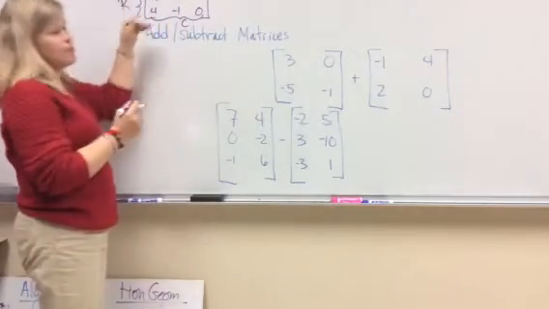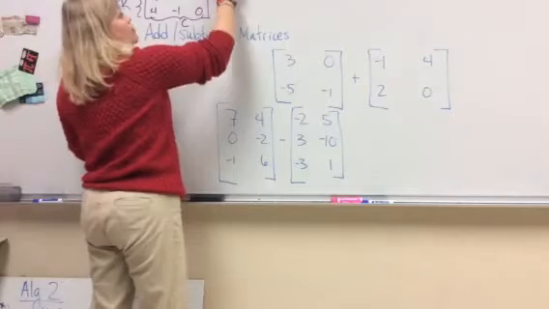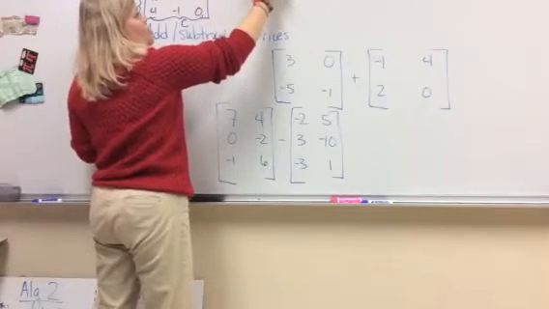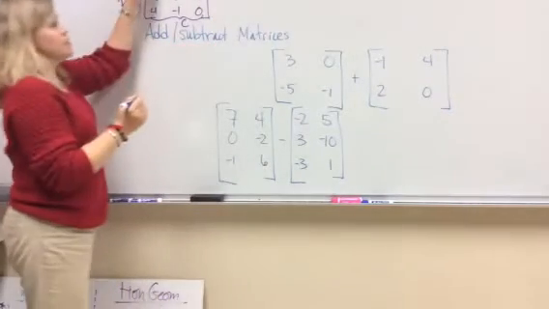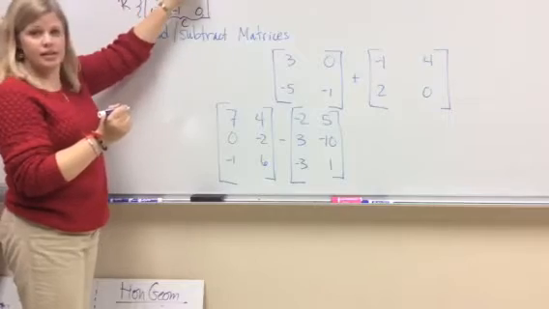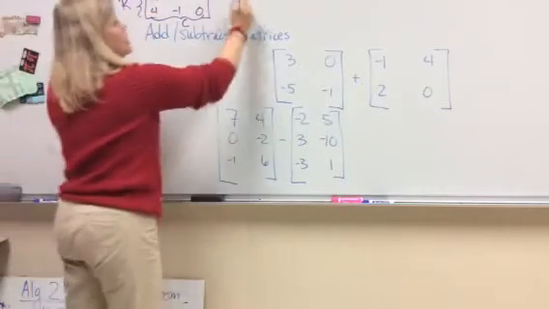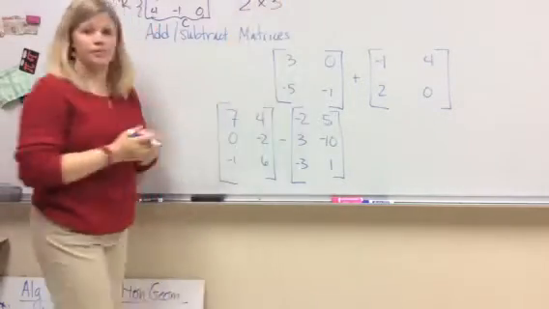And you talk about a matrix size or dimensions. And when you do that, you list the number of rows first and then the number of columns. So this would be a 2 by 3, okay?